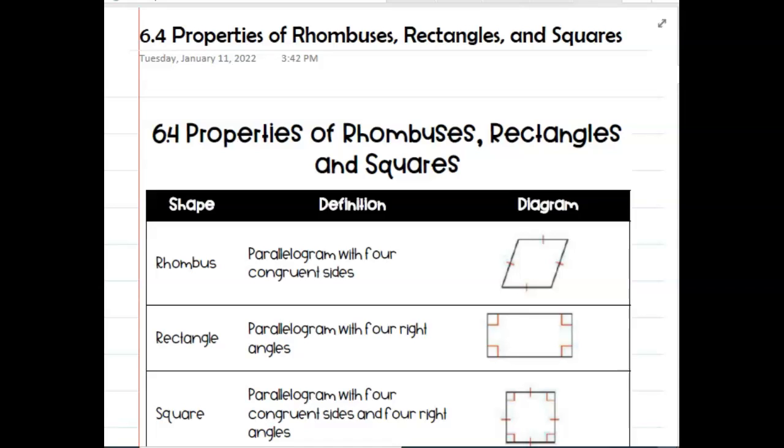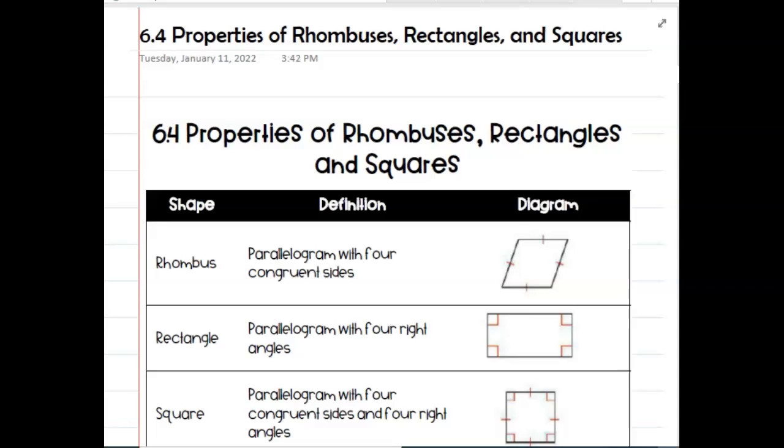So today, the last couple days we've just been talking about parallelograms. Remember, a parallelogram is a quadrilateral with two sets of parallel sides. That being said, the last couple of sections we've learned, okay, if it's a parallelogram, we also know that opposite sides are congruent, opposite angles are congruent, consecutive angles are supplementary, and the diagonals bisect each other. We know all of those things.